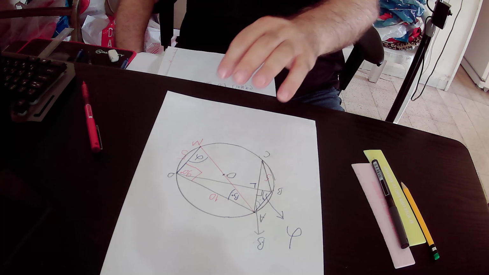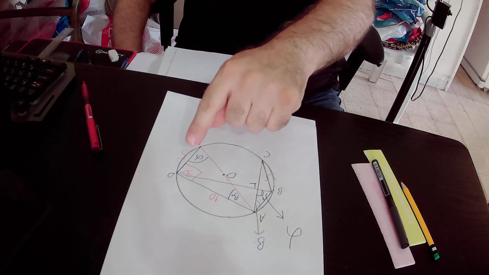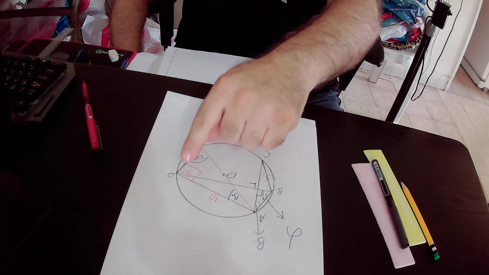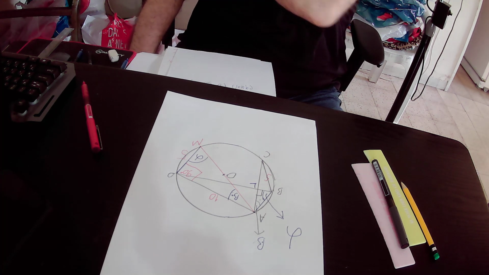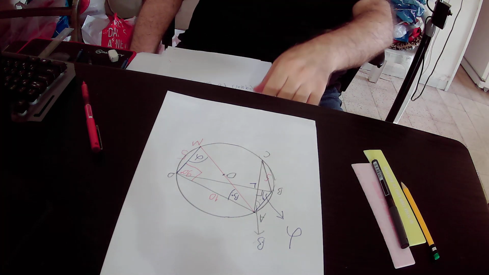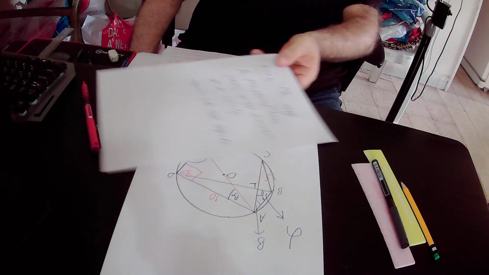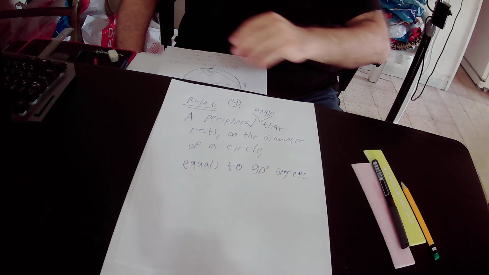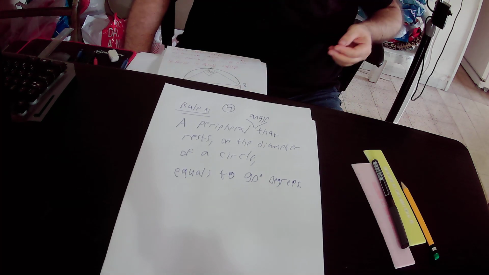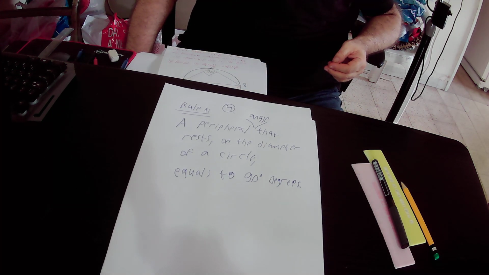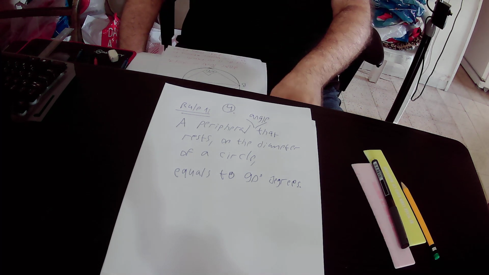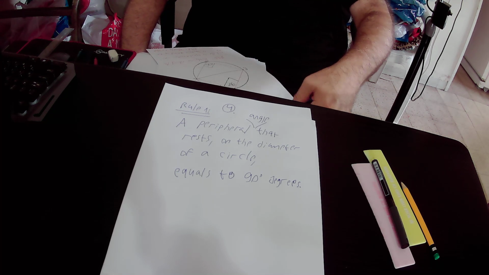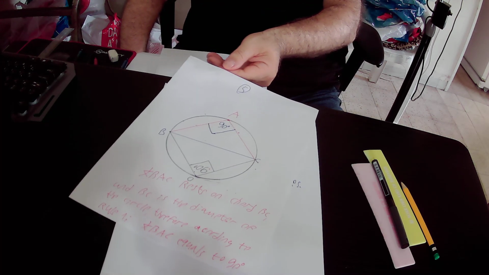In the next step, we connected points M and D by a straight line, and we have rule number 1, which states that a peripheral angle that rests on the diameter of a circle equals 90 degrees. So I gave you an example of a peripheral angle.